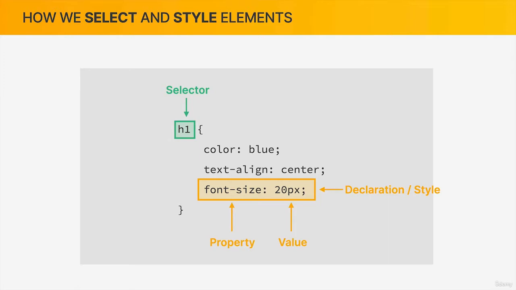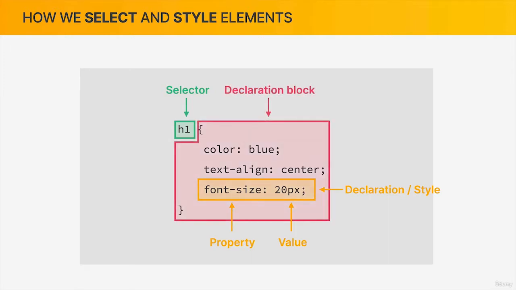Then all of these declarations or styles together make up the declaration block. So we have these curly braces after the selector, and so inside of the declaration block go all the different declarations, so all our styles. And all this together, so basically the selector plus the declaration block, is what we call a CSS rule.